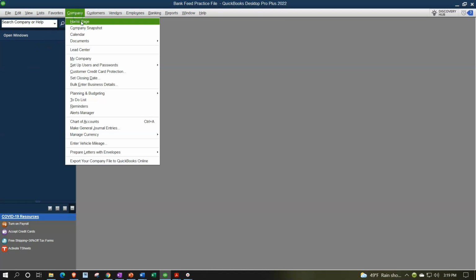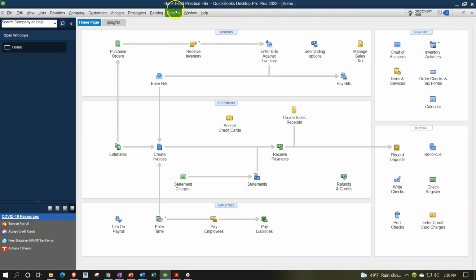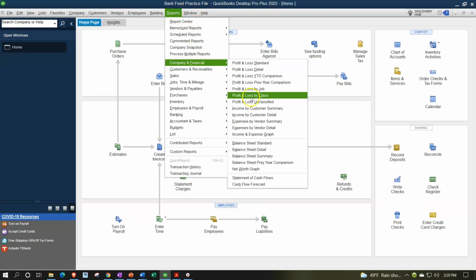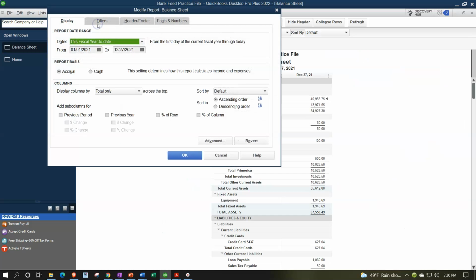Here we are in our bank feeds practice file, going through the setup process with the view dropdown, the open windows list on the left-hand side, company dropdown home page in the middle, maximizing it to the gray area. Reports dropdown, company and financial, taking a look at the balance sheet standard with a customization up top and a range change, this time going from 10/01/21, that being our starting point, to 10/31/21, because we're going to be looking at the bank reconciliation for the period of 10/31.